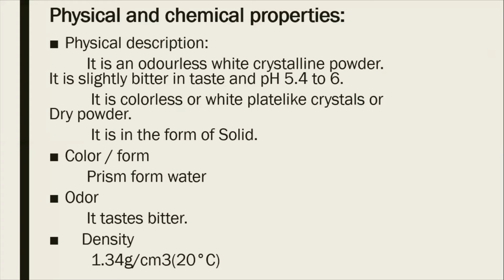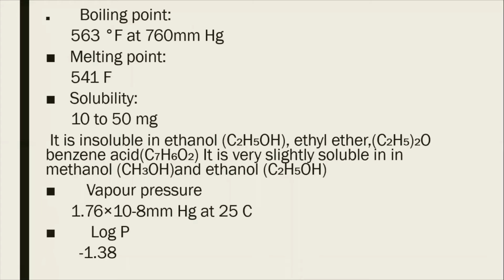It is in the form of solid. Color form: prism form water. Odor. It tastes bitter. Density 1.34 gram per centimeter cube at 20 degrees Celsius. Boiling point 563 Fahrenheit at 760 millimeter of mercury. Its melting point is 541 Fahrenheit.